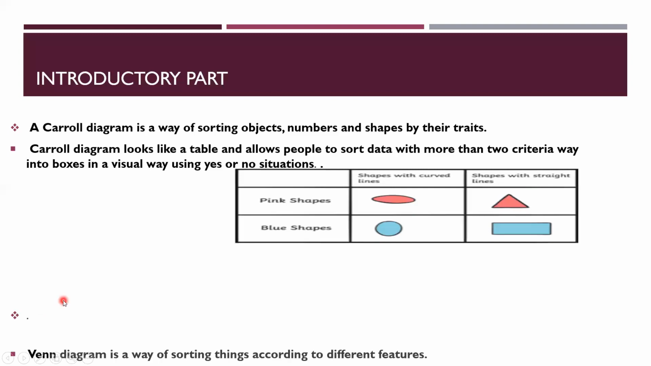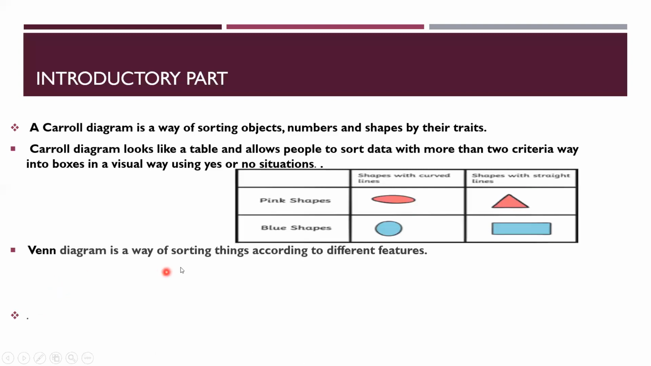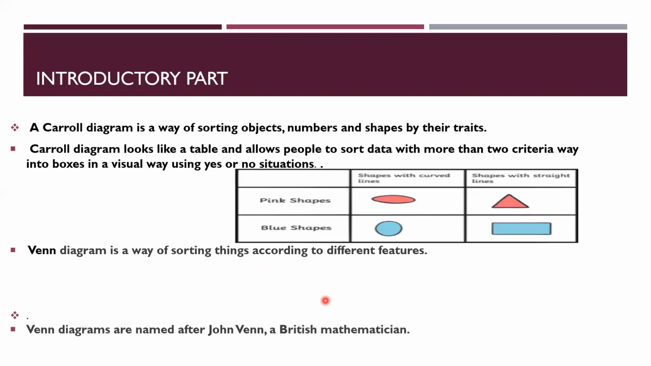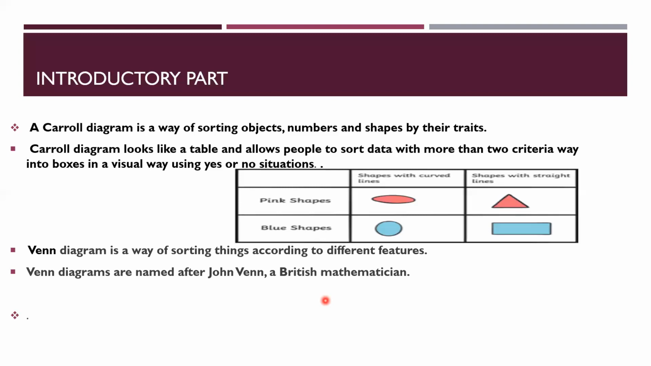What is it? Venn diagram is a way of sorting things according to different features. So Venn diagram means it is also a way of sorting things, but according to what? Different features. Venn diagrams are named after John Venn, a British mathematician. So Venn diagram got the name by this mathematician John Venn, and he is a British mathematician. Now I will show how a Venn diagram looks like.